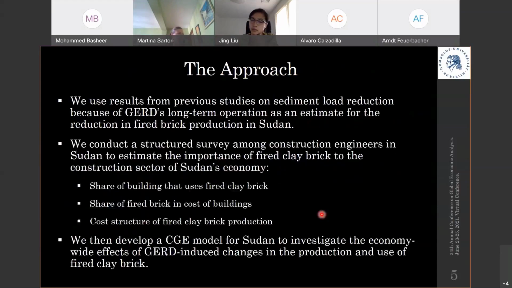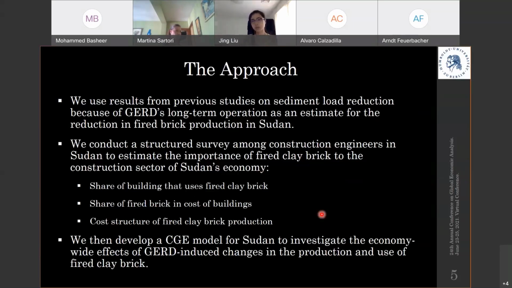and then we also needed to put together a social accounting matrix that accounts for this sector, which is brick production. So we conducted a structured survey with construction engineers in Sudan, 32 engineers who contributed to the design and construction of over 500 buildings in Sudan over the past 10 years. And we asked them specific questions so that we could create this new sector, taking it out of the construction sector of Sudan.